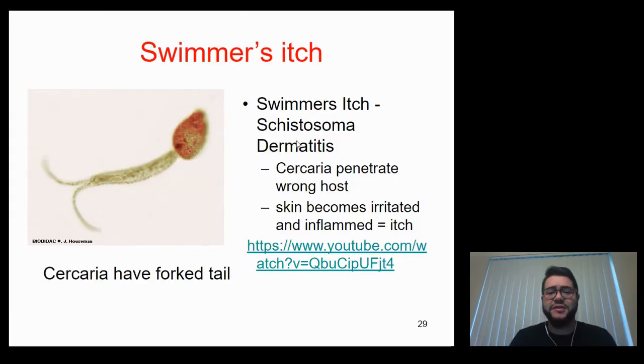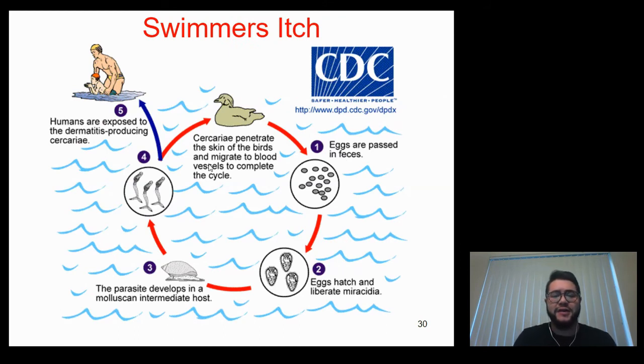One example is swimmer's itch, which is caused by schistosome dermatitis, where the cercaria, which is the stage right before the adult stage, can penetrate the wrong host, which in this case is a human. The skin ends up becoming irritated and inflamed, and leaves the person itchy for a good period of time. In this case, not only is a human the adult host, but also things like waterfowl, ducks, swans, geese, and so on.